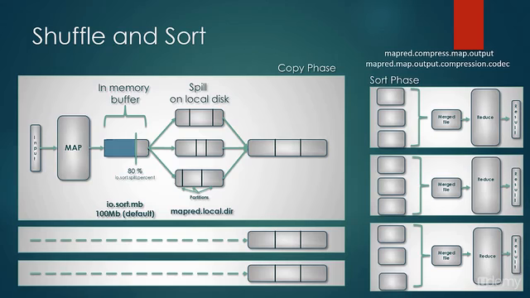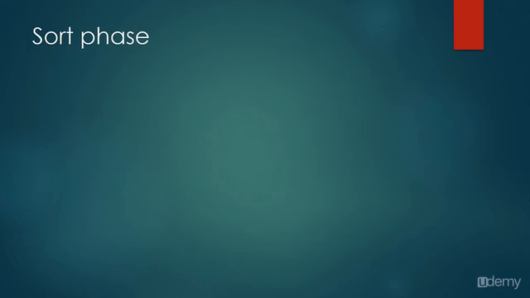The mechanism in the sort phase is a little more involved. Let us look at the sort phase. In this phase, a property which plays an important role is the merge factor, which is set by the property io.sort.factor. Its default value is 10. It signifies how many files can be merged in one go.